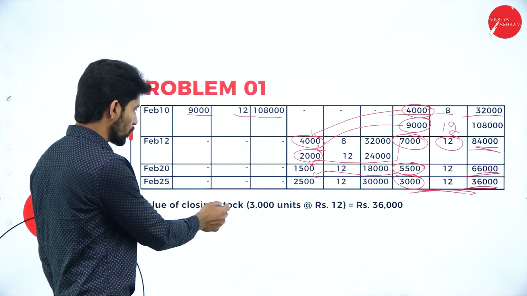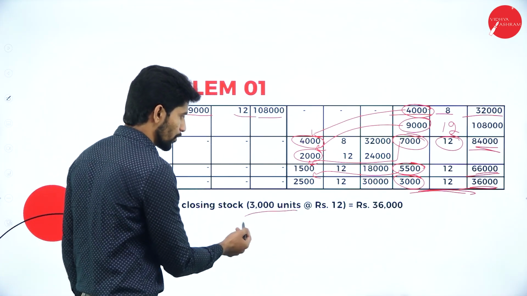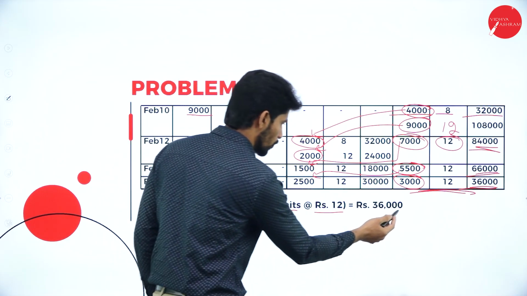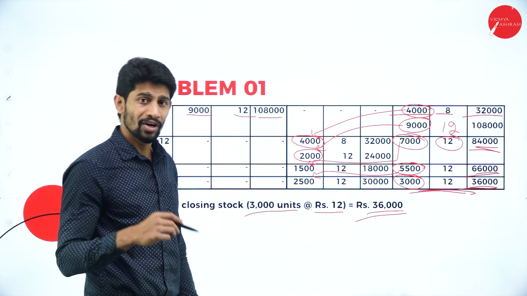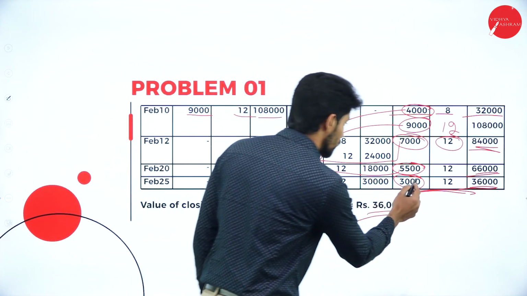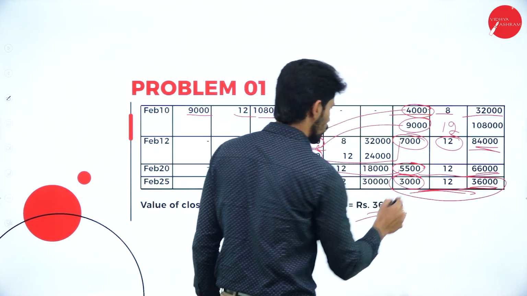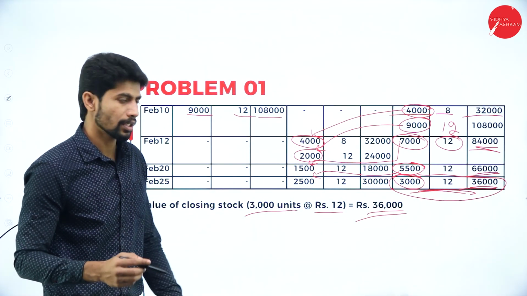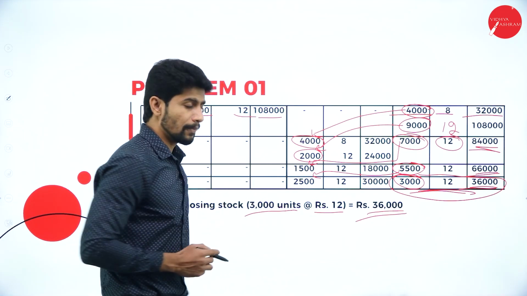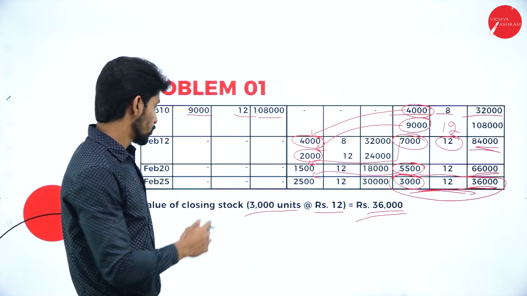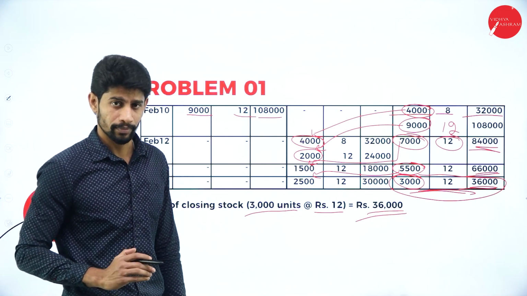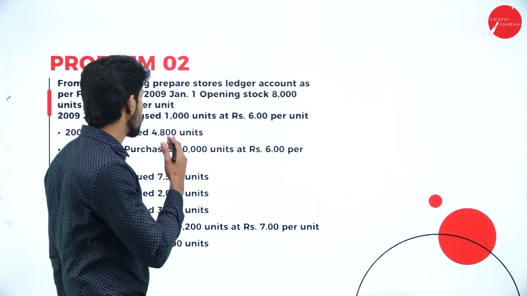So value of closing stock is 3,000 units at 12 rupees and total value comes to 36,000. That is whatever the balance will be having on the closing date, this will be the closing stock. That is 3,000 units at 12 rupees per kg and 36,000 value. So this is how we are supposed to solve the problem. So next, moving on to the next problem, problem number 2.